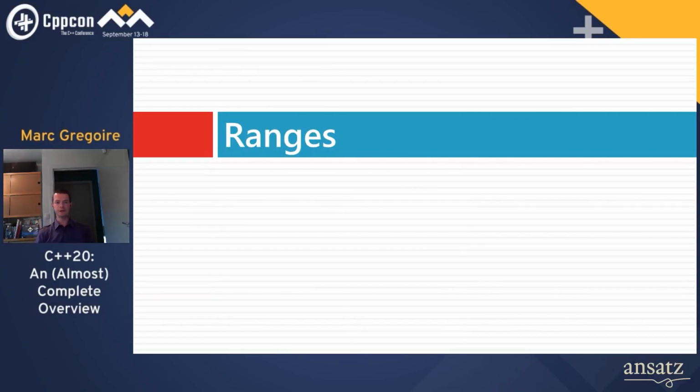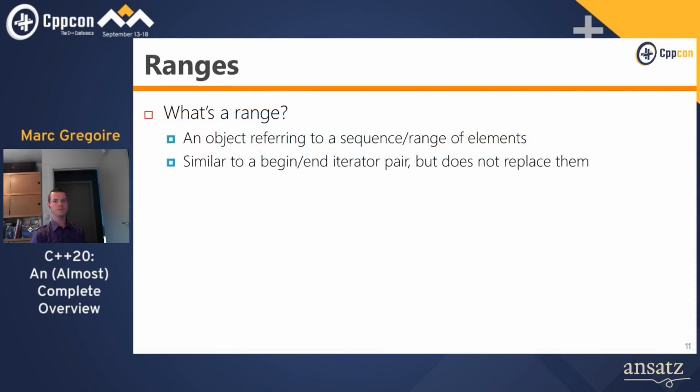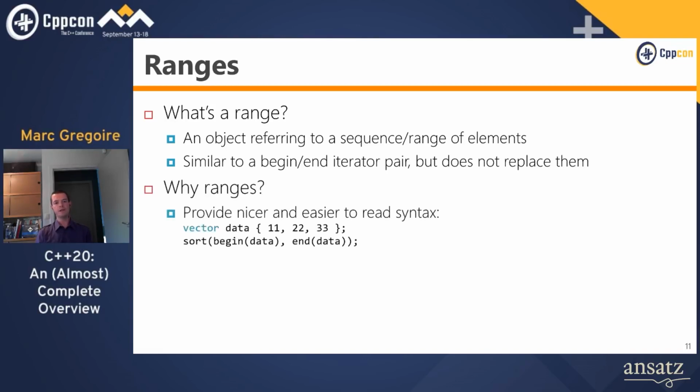The next big feature is ranges. What is a range? A range is basically an object that refers to a sequence of continuous elements. So basically, it's kind of like a begin and end iterator pair, but it's not the goal of the range to completely replace all begin and end iterator pairs, and it will become clear with an example. So why do we want the range? Here I have a vector of data, I have 3 elements, and I want to sort these elements.